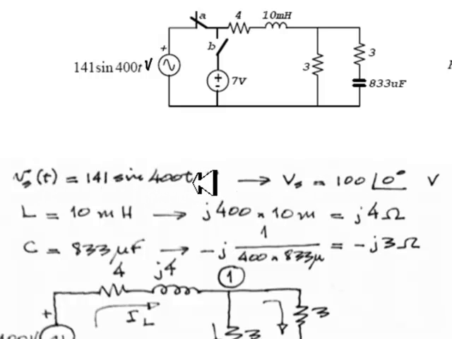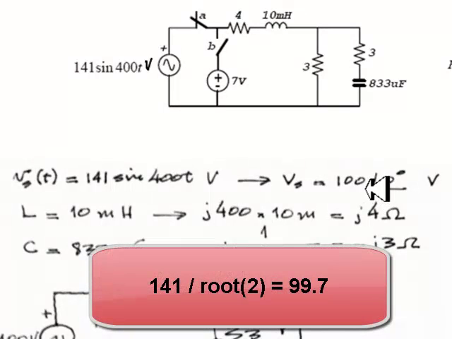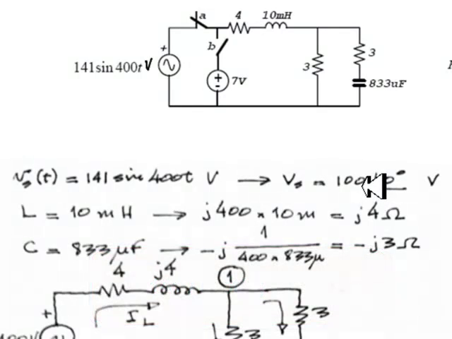RMS value of this voltage is peak value 141 divided by root 2, and that is approximately 100 volts. The phase of that sinusoidal wave is 0 degrees, so the phasor is 100 with 0 degrees volts. If you use the actual value, which was in the vicinity of 100 something, that is correct. So this is a roundup.